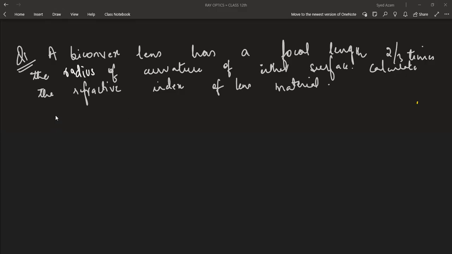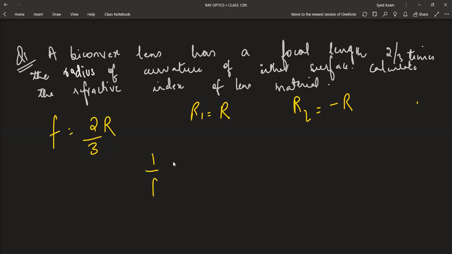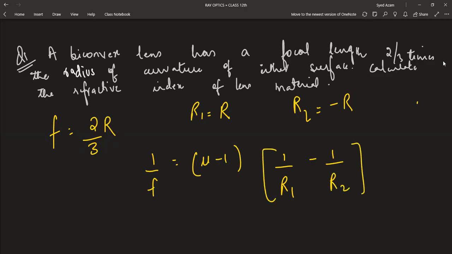See, focus is 2 by 3 of the radius of curvature. Radius of curvature is our second because it's a biconvex lens. It will be minus r. 1 by focus is mu minus 1, this will be 1 by r1 minus 1 by r2.